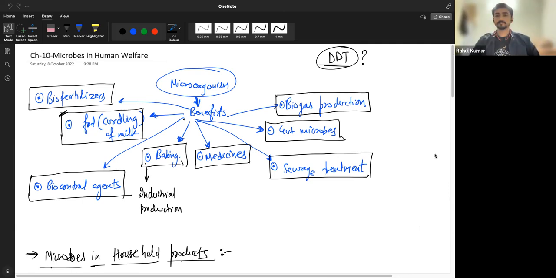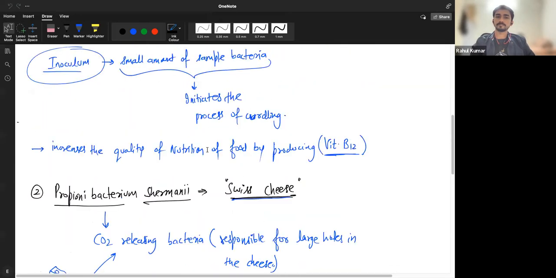Microbes. This is the new chapter, microbes in human welfare. In that, we see the benefits of microorganisms for us in a variety of ways. Some of them are in making of biofertilizers, in the food, for example, in the curdling of milk, and also in the making of cheese and some other dishes. Then the biocontrol agents in agriculture, in baking, in industrial production, and similar to baking, they are also used in fermentation and production of alcohols and other beverages. Then they're used in medicines as antibiotics, and they're used in sewage treatment. They're used as gut microbes in humans as well as other animals like the ruminants, that is cows and cattle, and the biogas production, which is used as a source of energy in the rural areas.